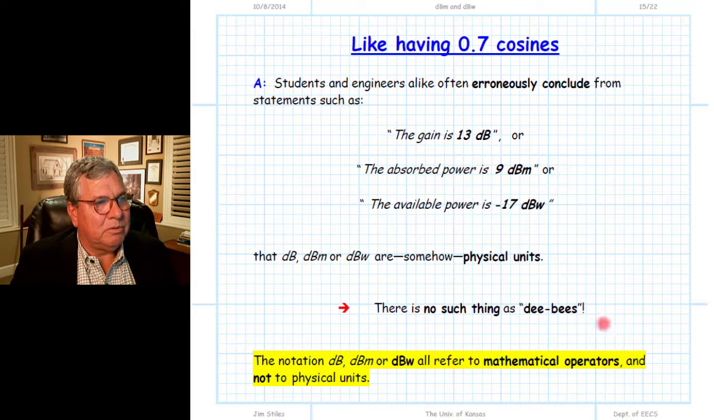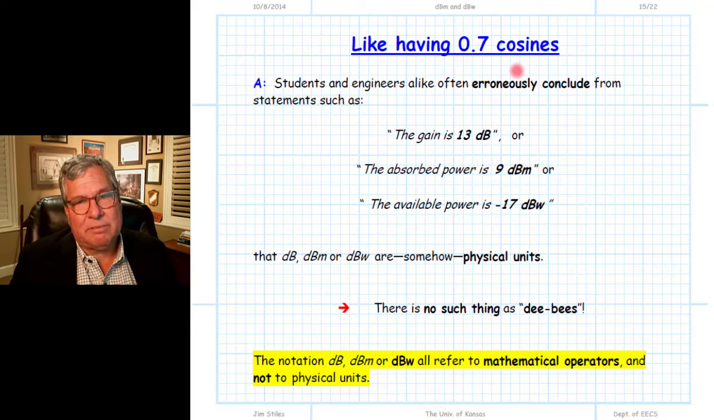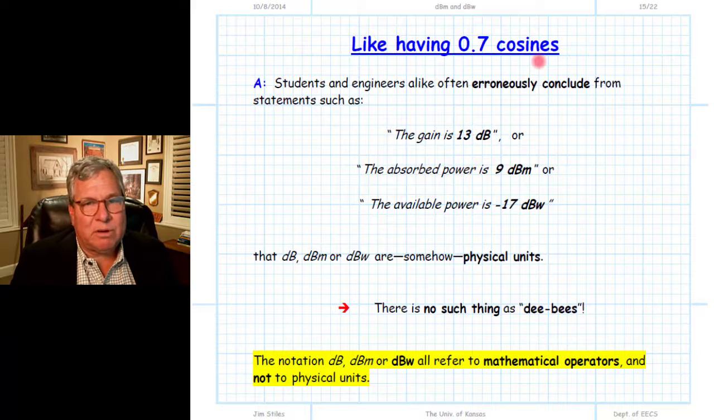dBm, dBw, dB are mathematical operators, not physical units. I wouldn't say that some angle theta is equal to 0.7 cosines. Now, I might say the cosine of that angle is equal to 0.7, but that does not mean it is 0.7 cosines. Get another 0.5 cosines, and I got 1.5 cosines in total. We wouldn't talk that way, but that's the same thing as what we have for decibels. Decibel is an operator, just like cosine is an operator, or tangent is an operator.